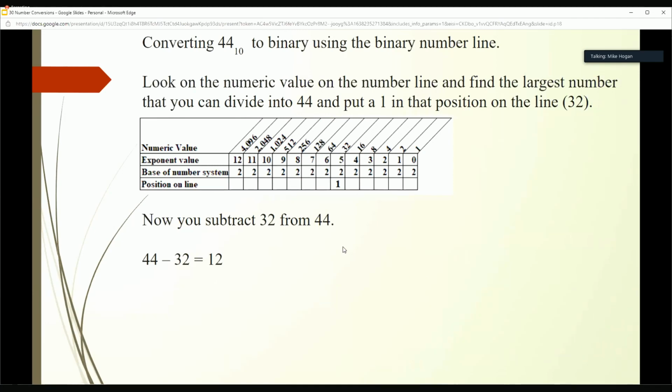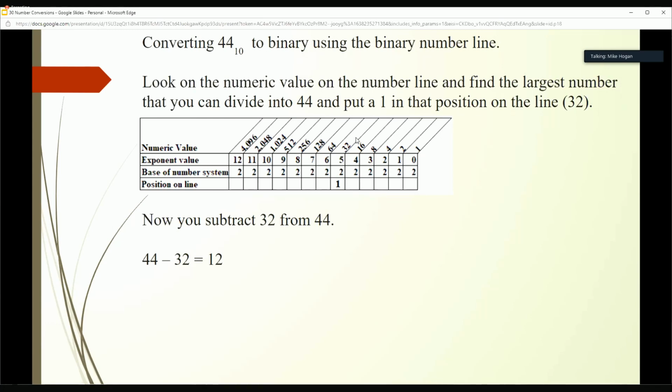Here's the method that you talked about for using the number line to convert decimal to binary. Once again, 44. This is typically the way you're going to do it, once you feel comfortable with the weights. It's real easy to start with the largest weight that will go into that number. Here, 32, see what's left, and we just begin to work from there.